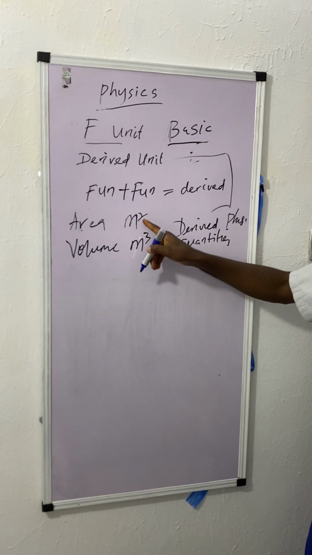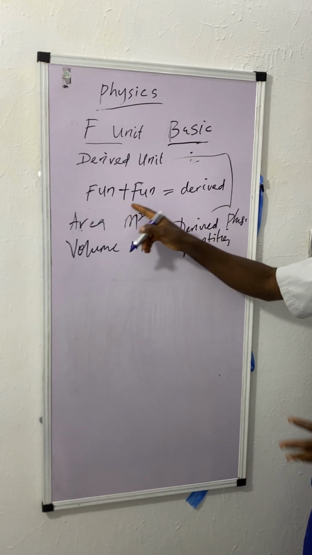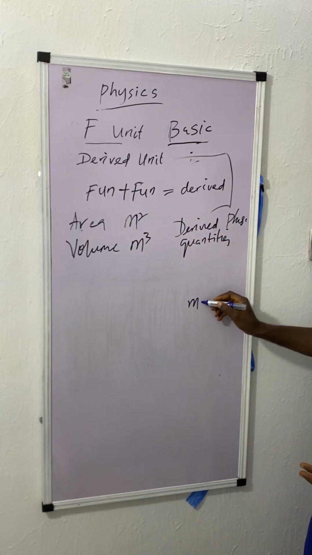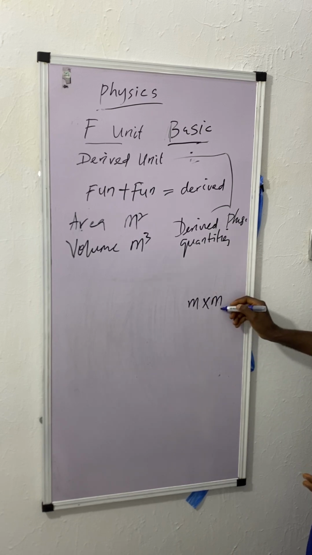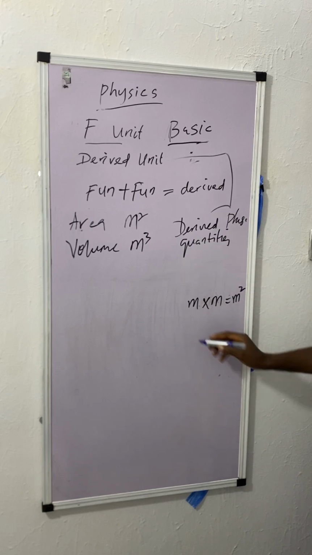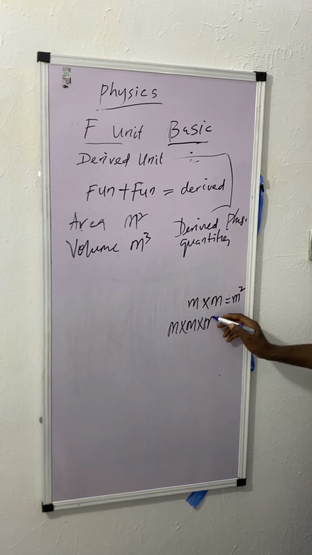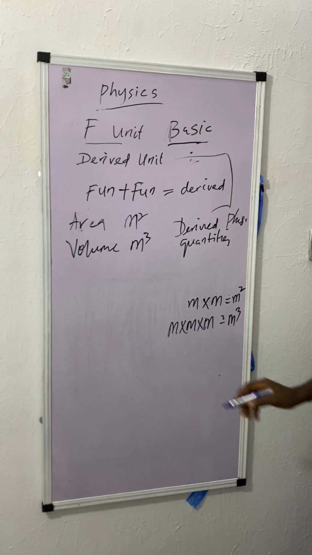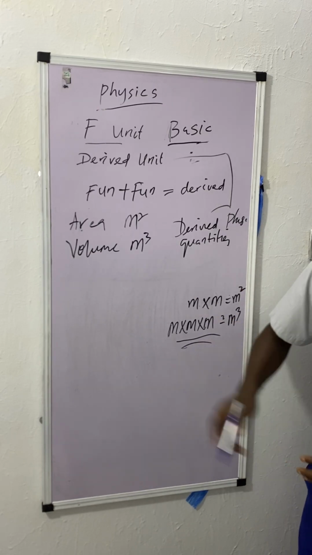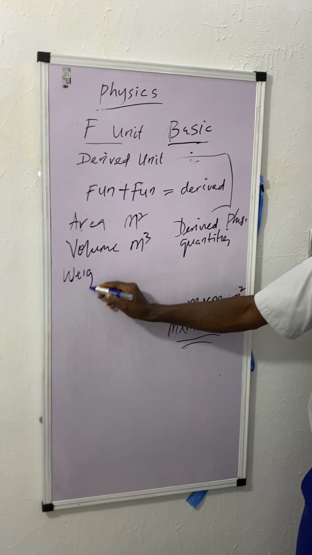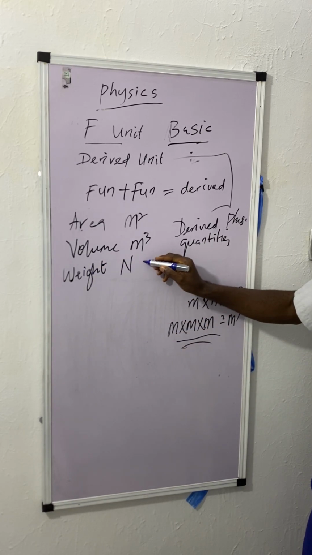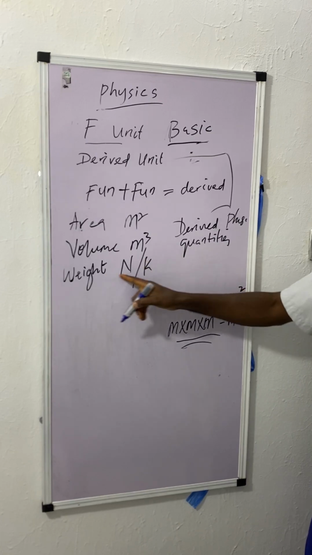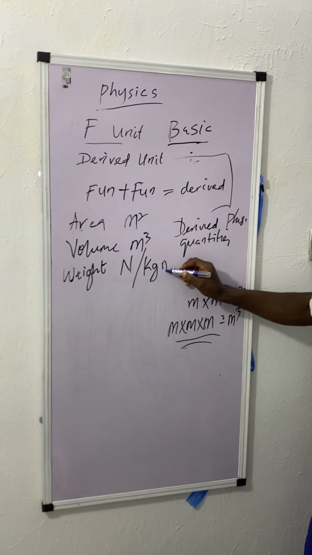Meter cube. So understanding this, remember we said the combination of fundamental units gives us derived units. So m times m gives us what? M squared. And m times m times m gives us what? M cube. So that's how we got the derived units. We also have weight. Remember that weight is also force. So the unit of weight is usually Newton, or it can be represented as kilogram meter per second raised to power 2.